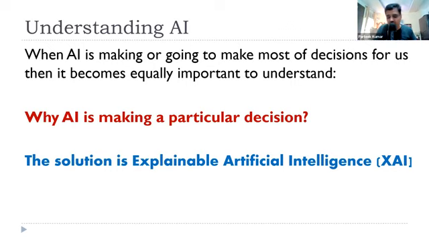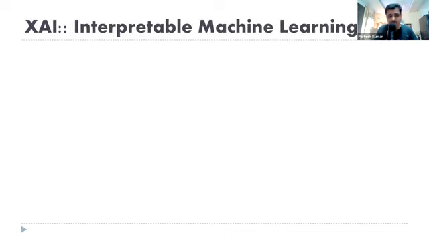So in this session, we are going to dig deep into explainable AI, and this is also called interpretable machine learning. So I hope this definition makes sense. Interpretable machine learning. Now you already know machine learning, and in this session, we are going to discuss how we can make our machine learning model more interpretable.